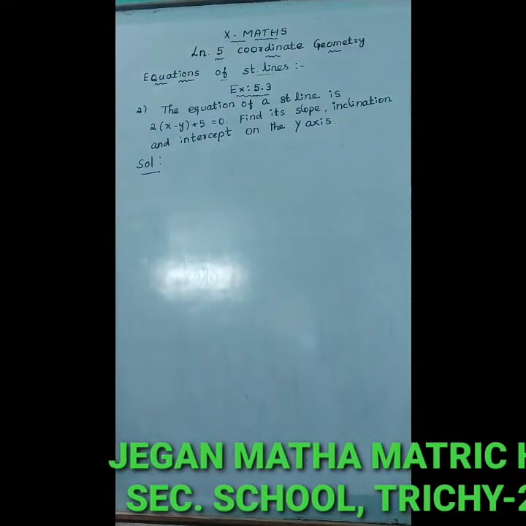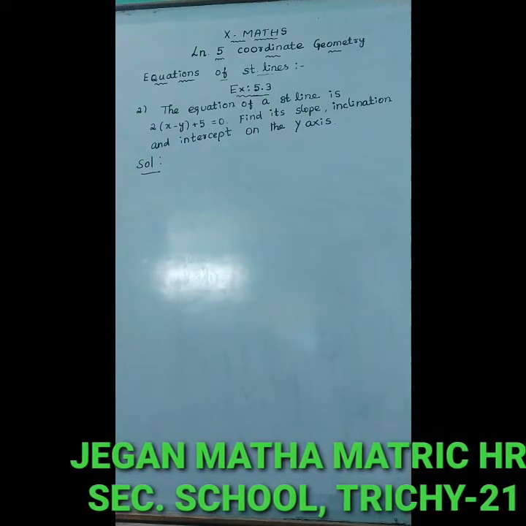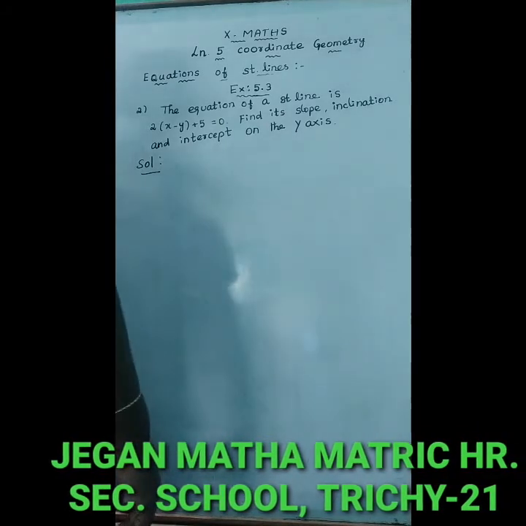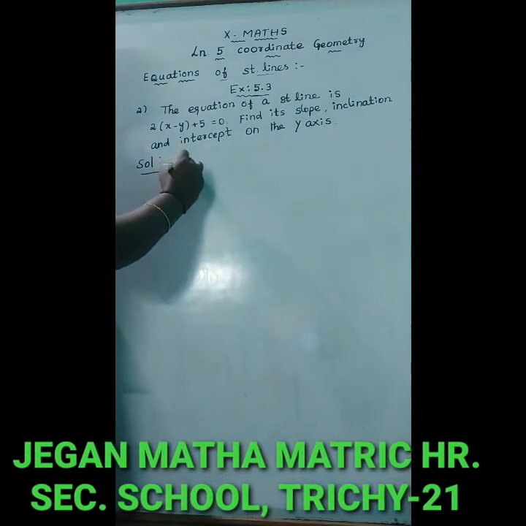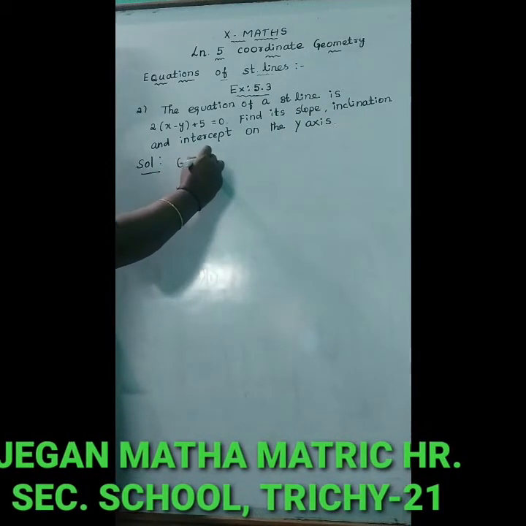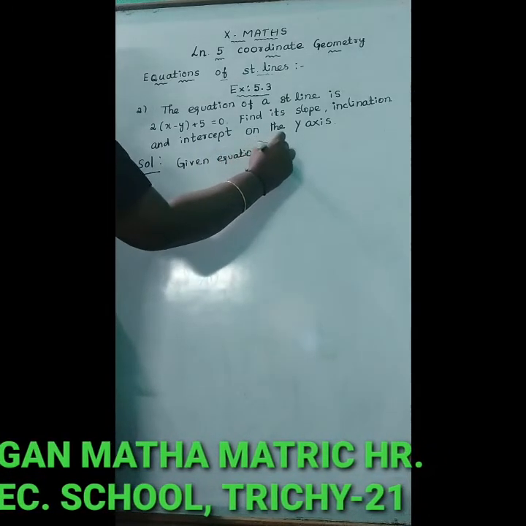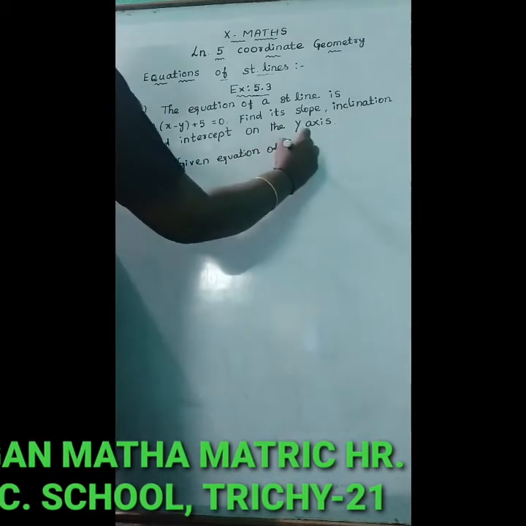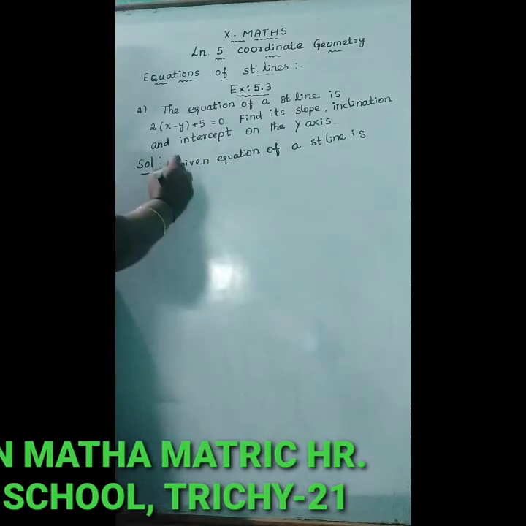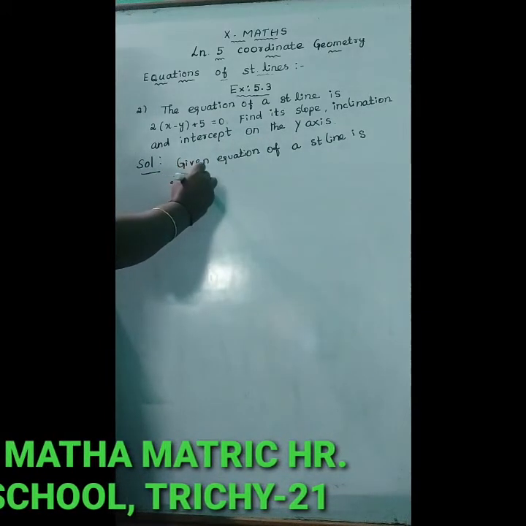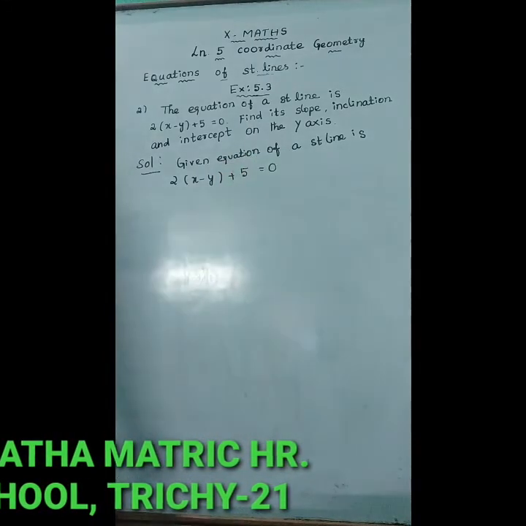The second sum: the equation of a straight line is 2 into x minus y plus 5 equal to 0. Find its slope, inclination and intercept on the y-axis. So first we write it. Given equation of a straight line is 2 into x minus y plus 5 is equal to 0.